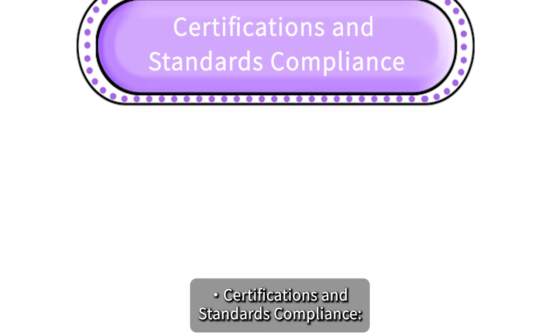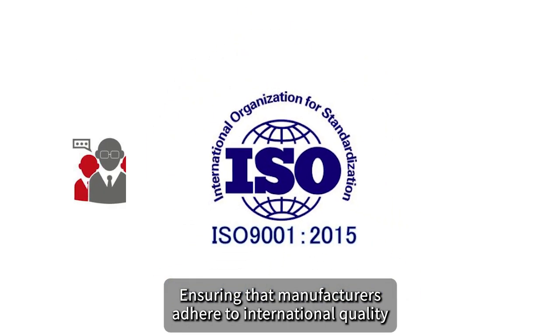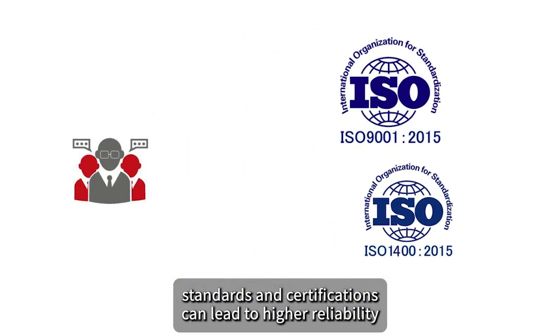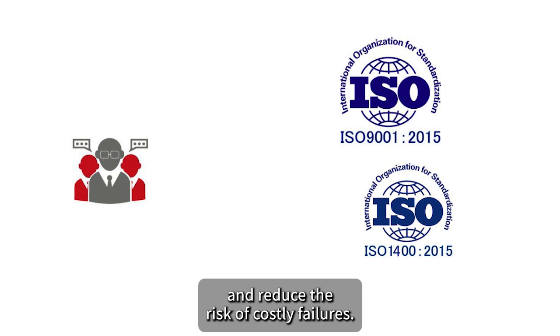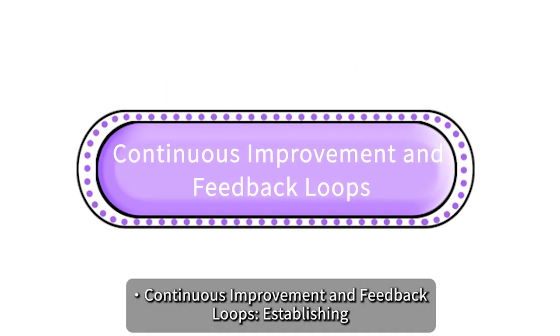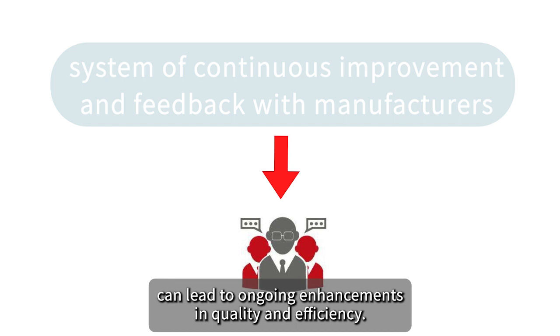Certifications and standards compliance. Ensuring that manufacturers adhere to international quality standards and certifications can lead to higher reliability and reduce the risk of costly failures. Continuous improvement and feedback loops. Establishing a system of continuous improvement and feedback with manufacturers can lead to ongoing enhancements in quality and efficiency.